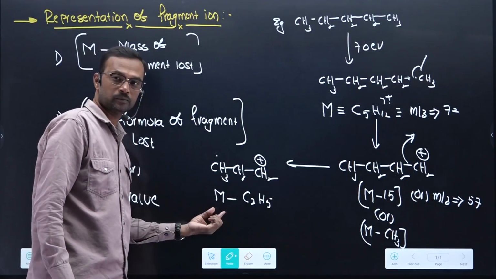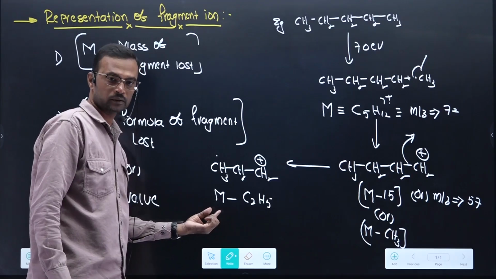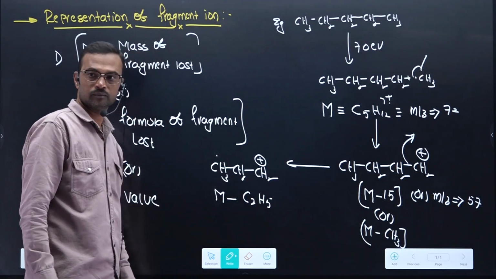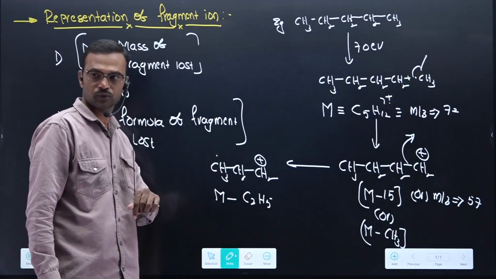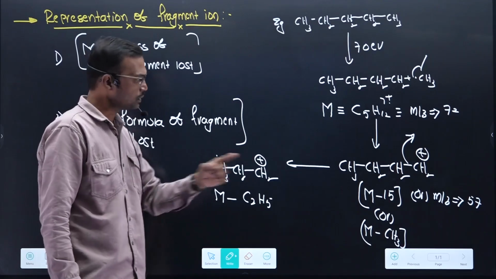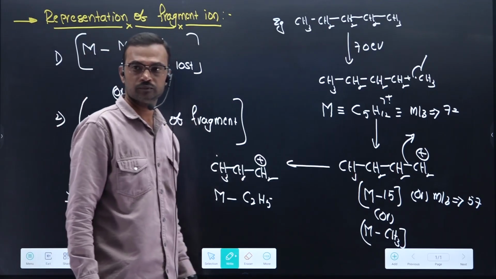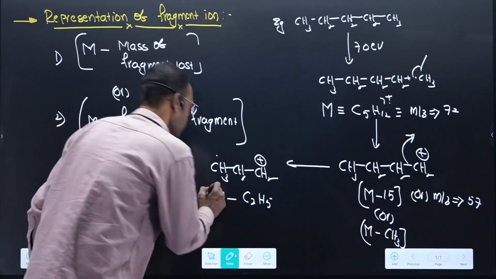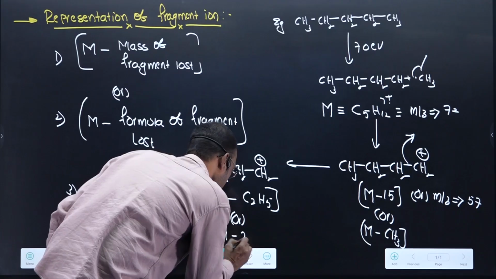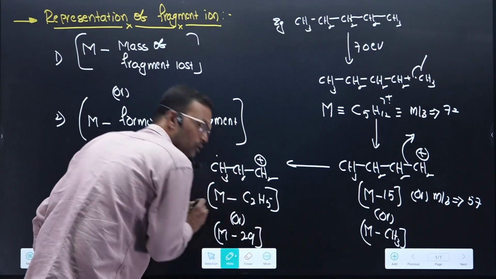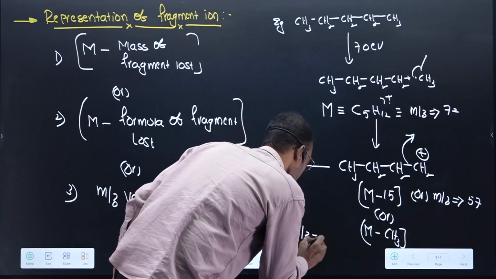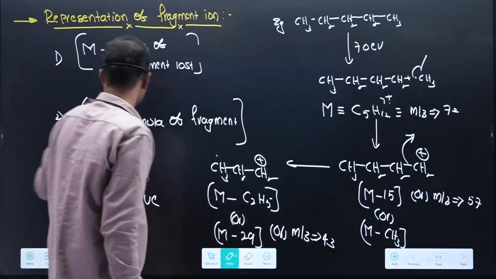What is M here? Molecular ion. In the molecular ion, if I remove C2H5, you will get this one. Don't try M minus CH2. Indirectly you would be saying that M means this one. Okay, so you can write like this. Then one more way: M minus, can I write 29? 29 is removed, or not? Otherwise you write one more: what about the M by Z value? M by Z value is 43. Is it clear?